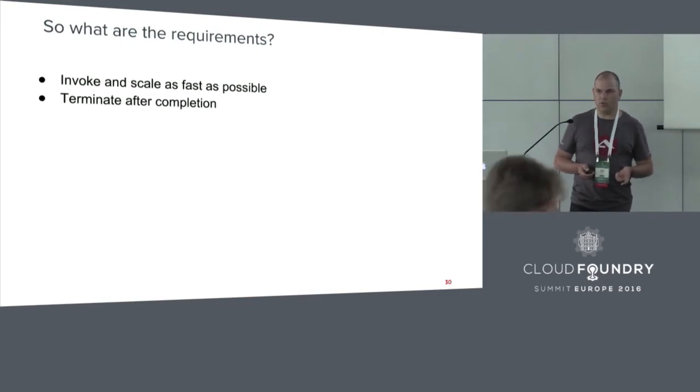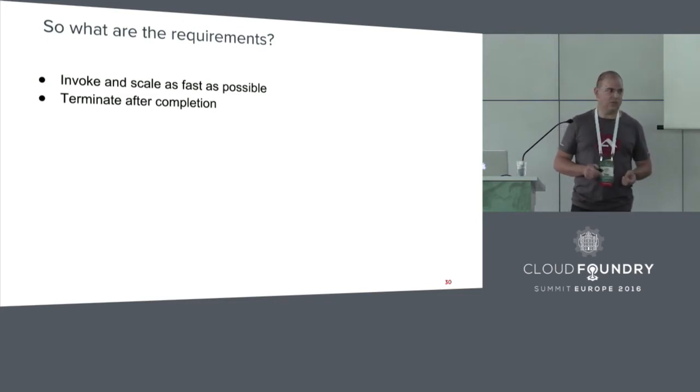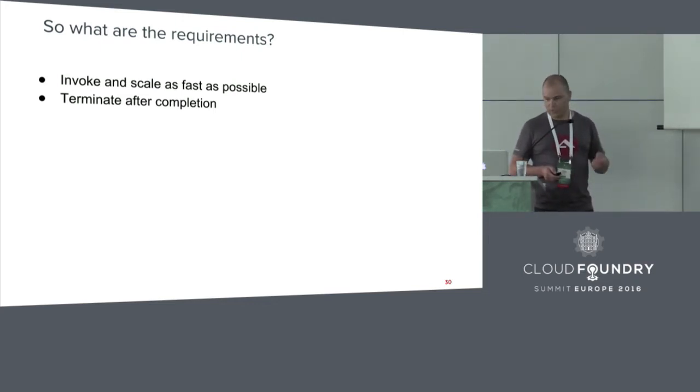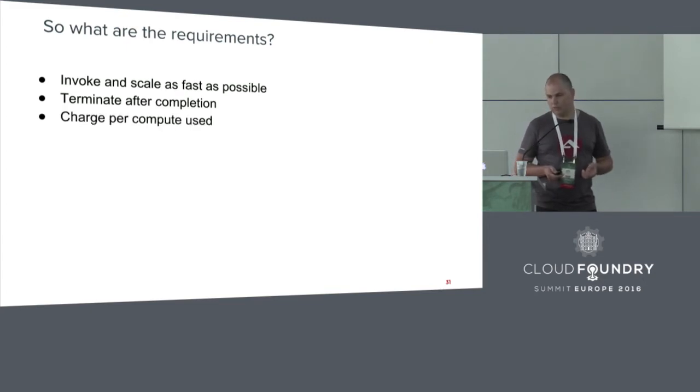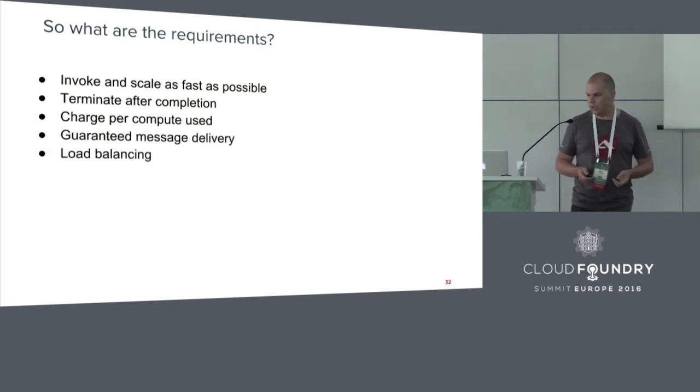So now we're coming to a point where we need to specify what requirements to an event-driven infrastructure we want to address. As we were saying in this case, we need to invoke and scale as fast as possible, ideally in a fraction of a second. When we don't have any infrastructure at all, then we get a signal, and we have this infrastructure provisioned to process the signal. And it should happen fast. Then we want to terminate this infrastructure after the job is completed. Ideally, we want to get charged per compute used. We don't want to get charged for the daemons waiting for the connection.